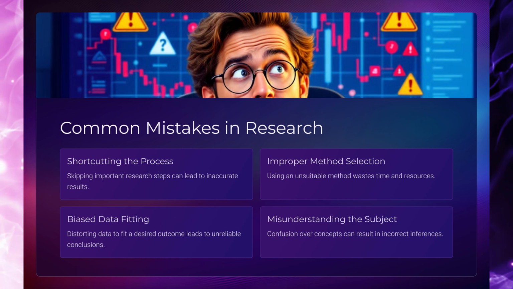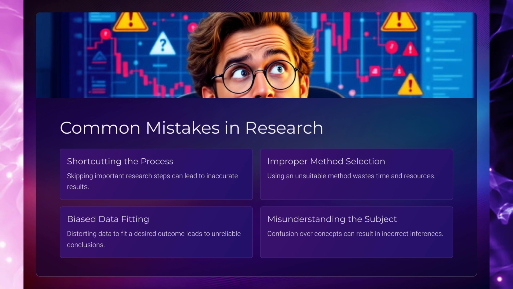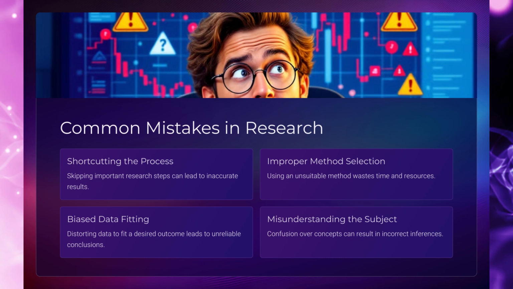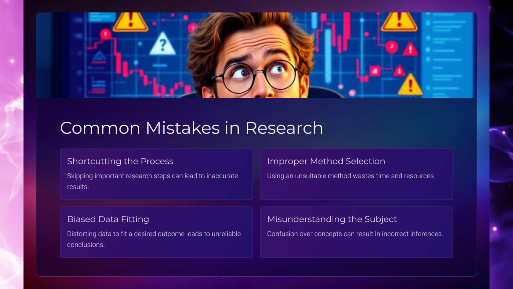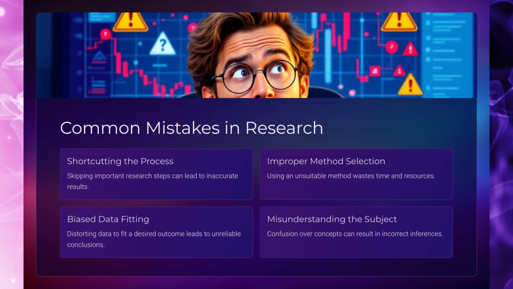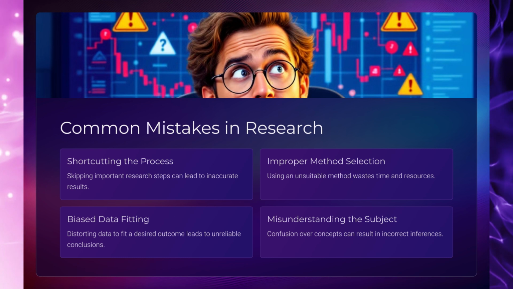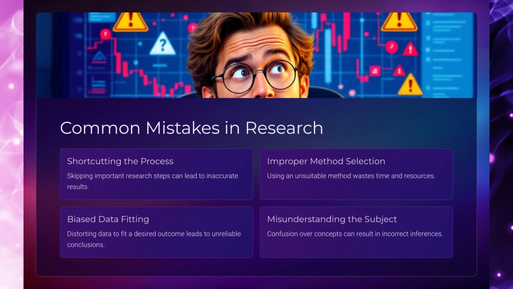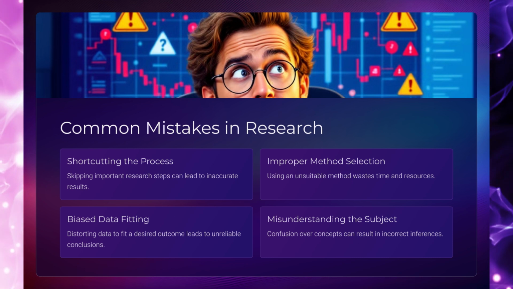Misunderstanding the object or subject of research is another common mistake. Insufficient study of the topic before starting research, confusion between different concepts can lead to incorrect conclusions and discrepancies between results and reality. For example, you confuse two medical terms that sound similar and make incorrect conclusions about treatment. To avoid these mistakes, carefully plan your research, follow all stages of the process, be objective and critical of the information received, and consult experts if necessary.